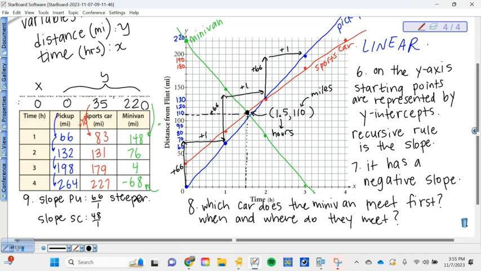And then we have in number 10, which car is going to get to their destination the fastest? Yeah. So the destination of the minivan, they're trying to get down to 0. So I can see the minivan gets to 0 at about 3 hours and like 4 minutes or maybe 5 minutes. The sports car and the pickup truck.